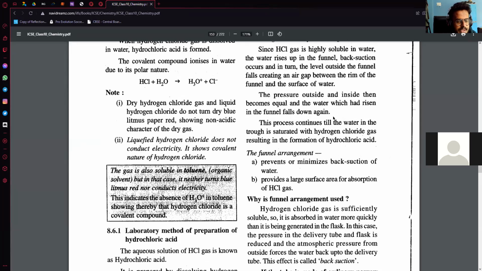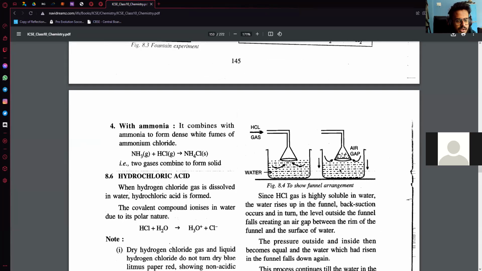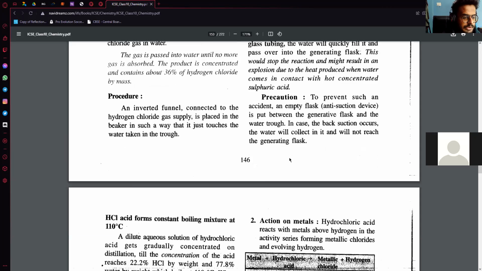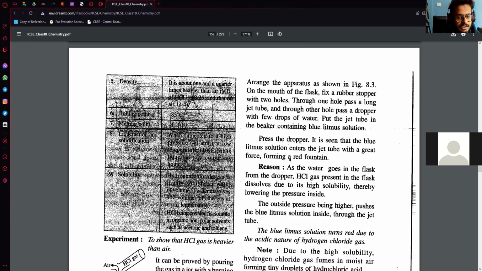And one more topic is there. Why is the funnel arrangement used? Why do we have an inverted funnel arrangement like this? We pass HCl gas through this tube to this funnel, and the funnel is placed inverted, on the surface of water. So why do we do that? That is also provided in the book. So I want you guys to study this by yourself. I might ask in the next class.